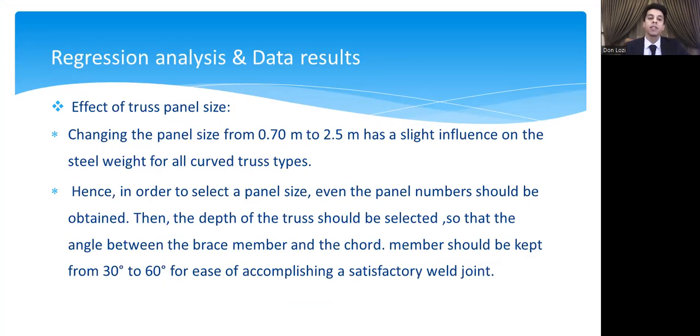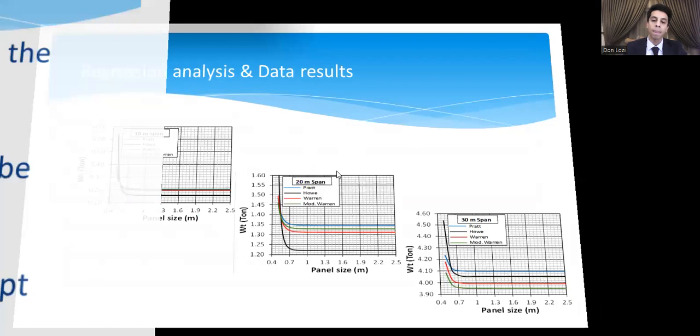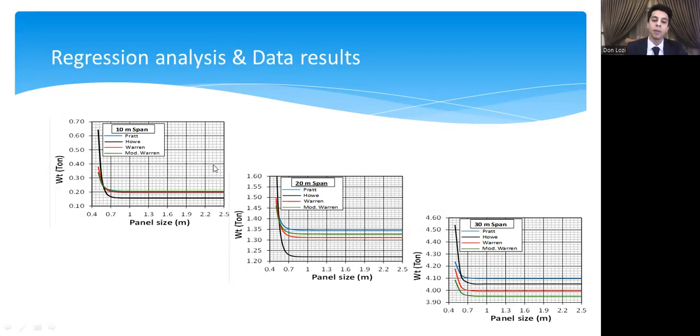Here is the effect of truss panel size. Changing the panel size from 0.7 to 2.5 meters has a slight influence on the steel weight for all curved truss types. In order to select a panel size, even panel numbers should be obtained. Then we need to take care of the branch to chord angle by keeping it between 30 degrees and 60 degrees to satisfy the weld joint. Here is the behavior of the panel size, as you can see in these charts.